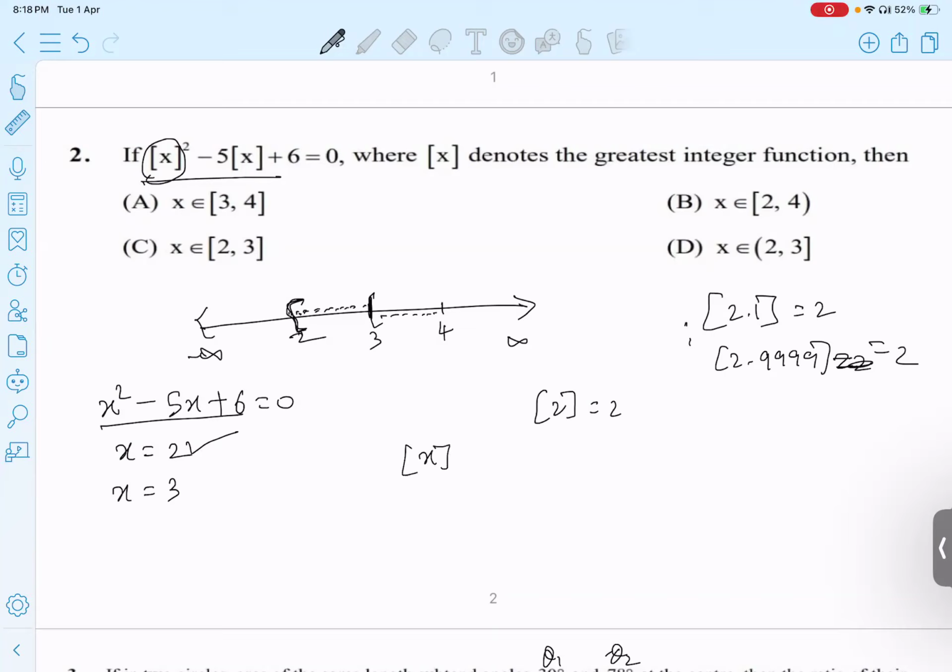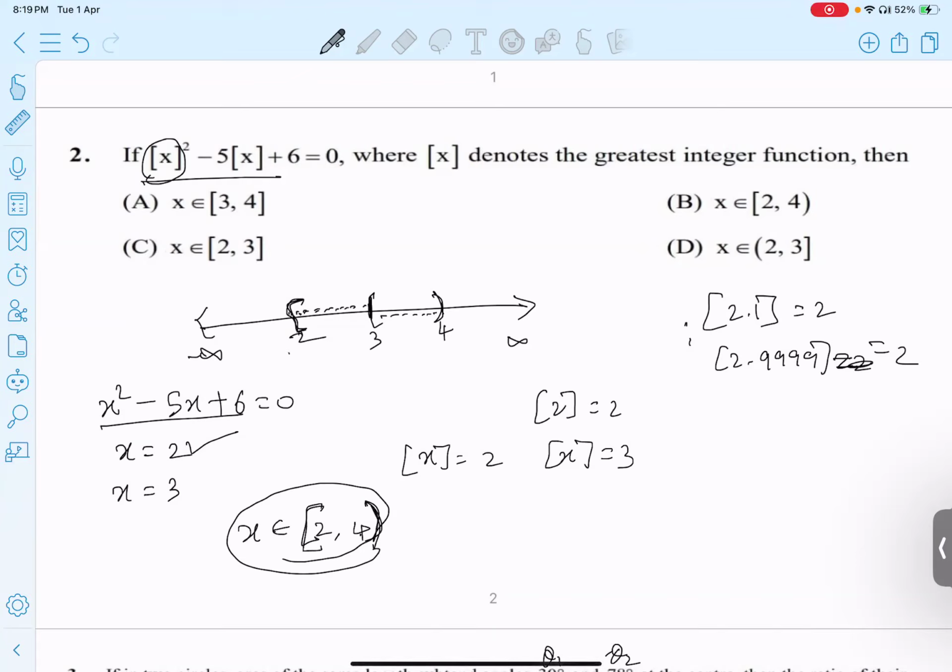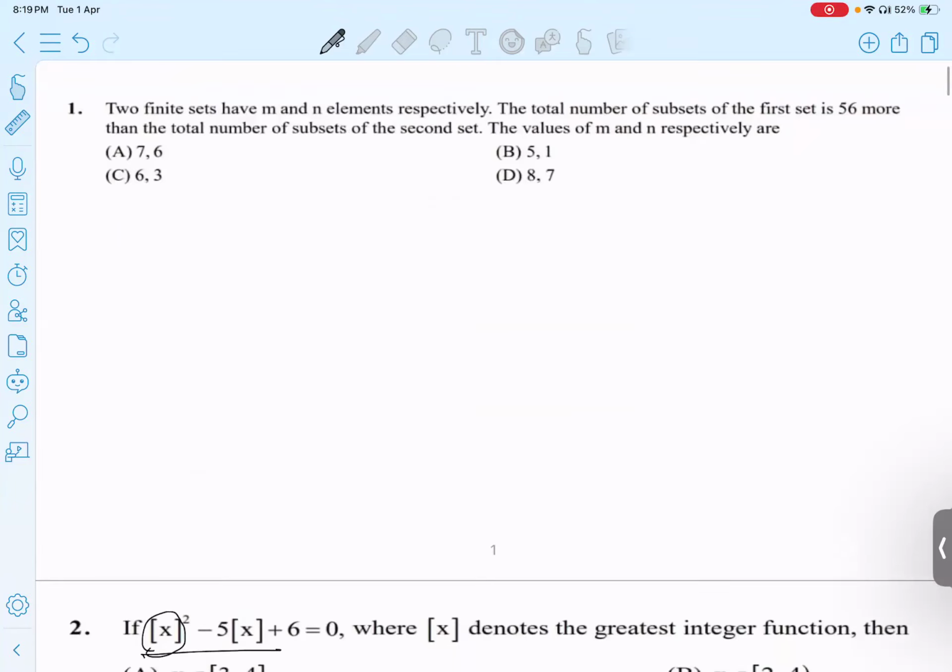The greatest integer of x should be 2 and the greatest integer of x should be 3. So now, till 4, excluding 4, x belongs to [2, 4). You can consider any values lying from 2 to 4, including 2 and excluding 4, which will give you the greatest integer value as 2 and 3 only. So which is the right answer? Option B is the right answer.